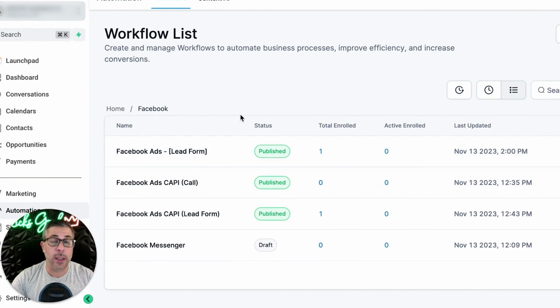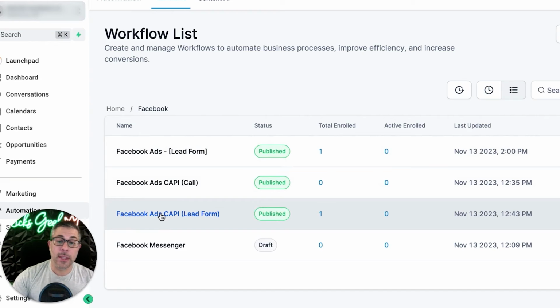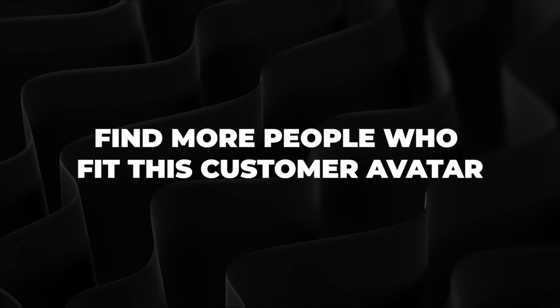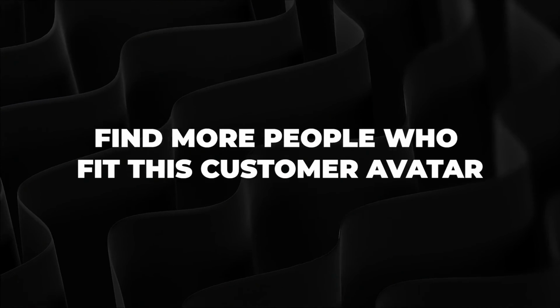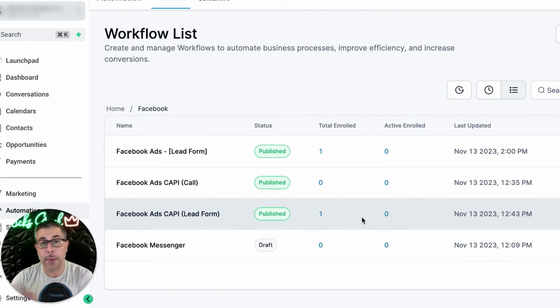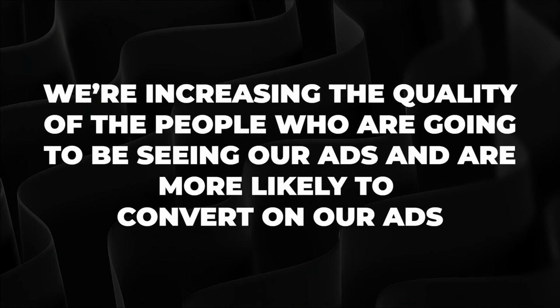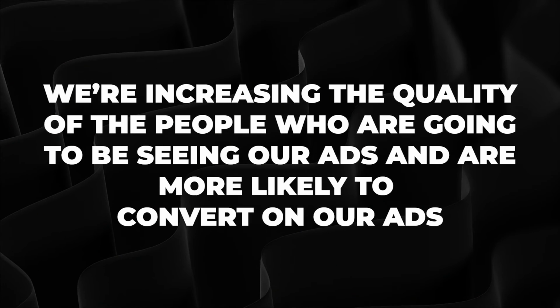But once we know it's a qualified lead who's interested in our client's service, we go back to Facebook and say, hey, this is a really great lead. Expand our audience to get more leads like this. Find more people who fit this customer avatar, right? We're sending that data back to Facebook for its algorithm, asking them basically to send us more of that type of audience. So right off the bat, we're increasing the quality of the people who are going to be seeing our ads and more likely to convert on our ads.